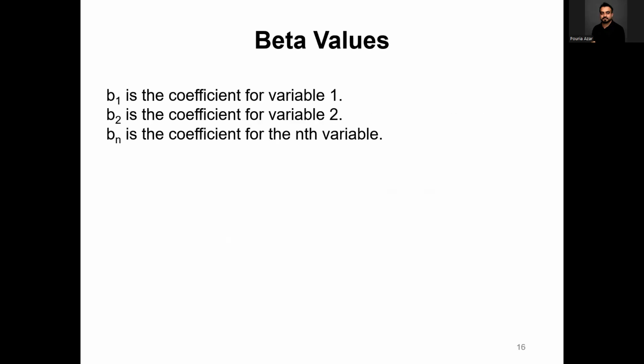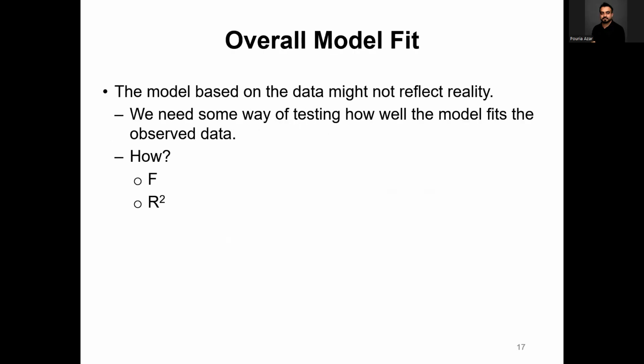Beta values are the slopes, or gradient, or coefficient. When we interpret the regression output, we will see coefficients, and those coefficients are the slope. In multiple linear regression, we have multiple predictor variables: variable 1, variable 2, variable 3, and variable n. So we will have beta 1, beta 2, and beta n, which indicate the coefficients, or slopes of the line, in our equation.